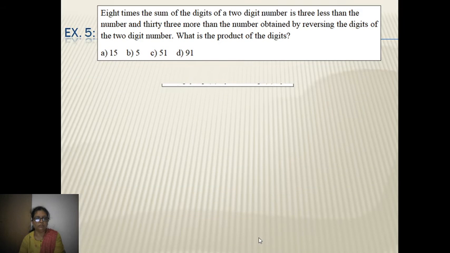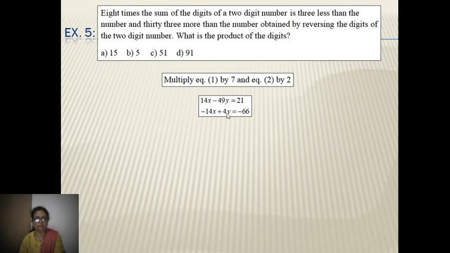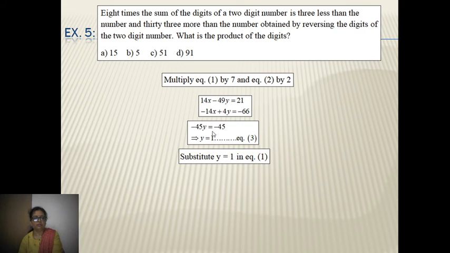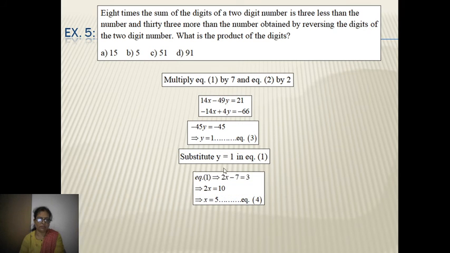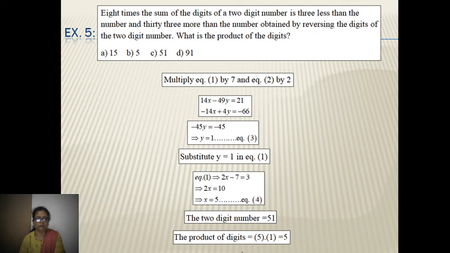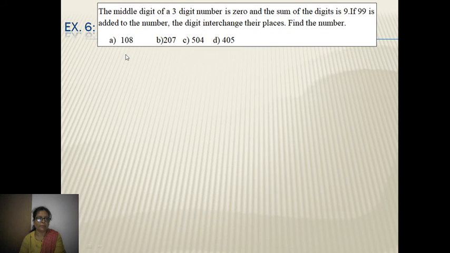Now we solve these two equations. Here multiply equation 1 by 7 and equation 2 by 2. Then the coefficients of x are the same, therefore by adding we get y equal to 1. Substitute this value in equation 1 and find x equal to 5. Therefore, the two-digit number is 51 and the product of these digits, 5 into 1, equal to 5. Therefore, our answer is B, 5.